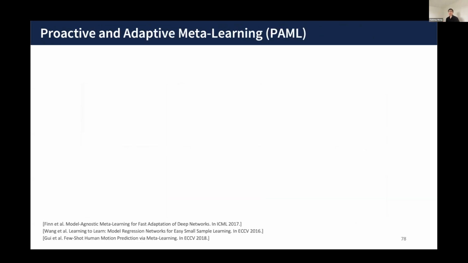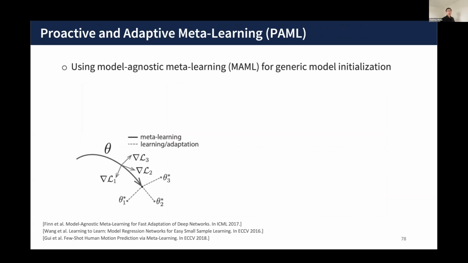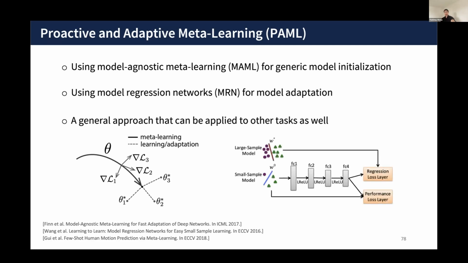The work of proactive and adaptive meta-learning, PAML, shows how meta-learning can be applied to few-shot human motion prediction. As a general meta-learning approach, PAML combines MAML with a model regression network, MRN. MAML is used to learn generic model initialization. However, the plain SGD updates used in MAML may not sufficiently modify model parameters for effective adaptation to novel tasks. Therefore, MRN is introduced to estimate a generic model parameter transformation for effective model adaptation in the few-shot setting.